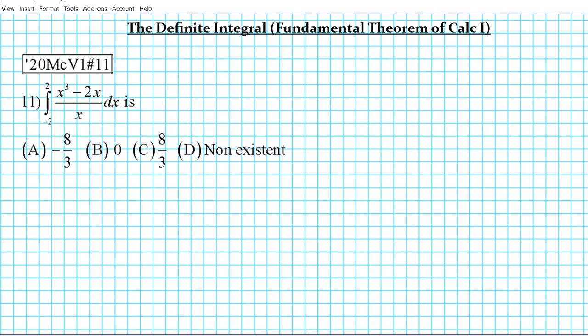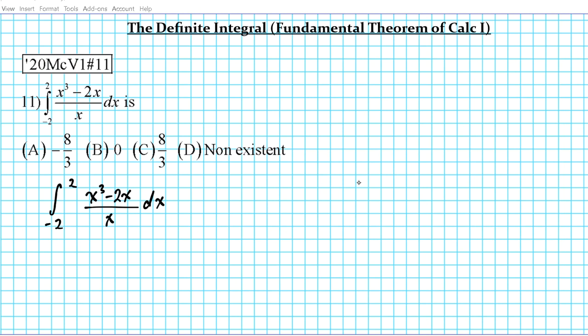If there are no limits to the integration problem, then we'll have an indefinite integral situation. Alrighty? Okay, so let's go ahead and evaluate this integral. So we're looking for the integral from -2 to 2 of (x to the third minus 2x) over x dx.